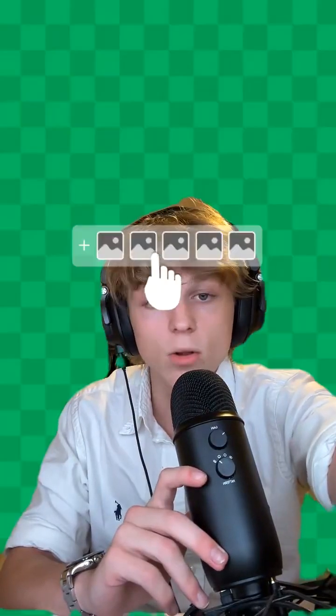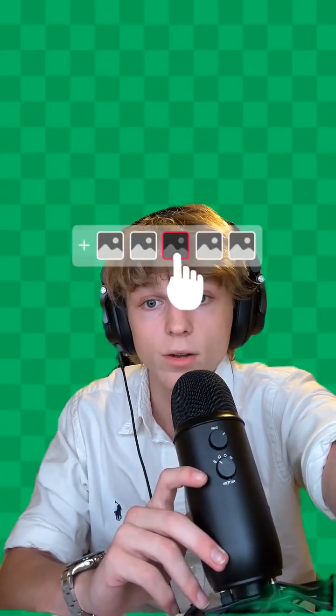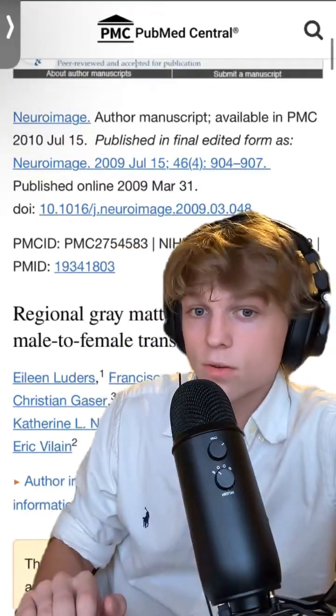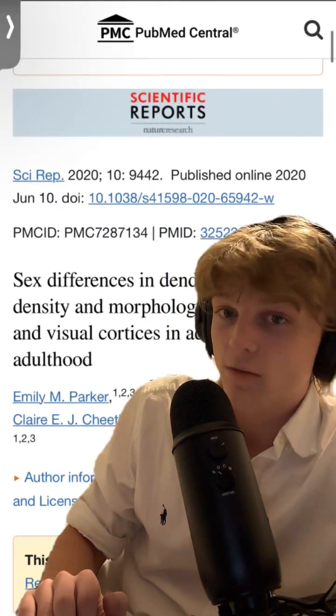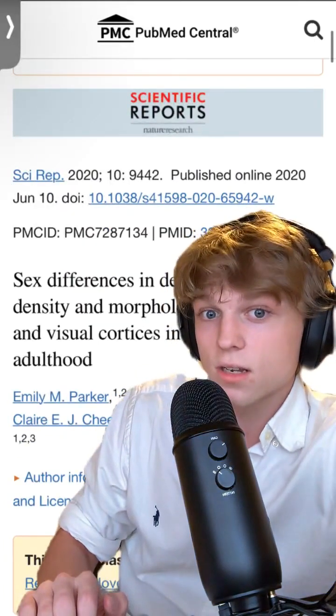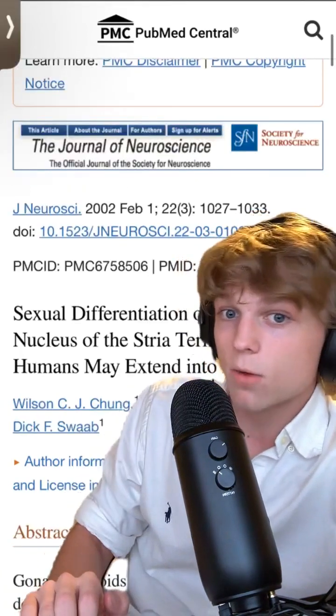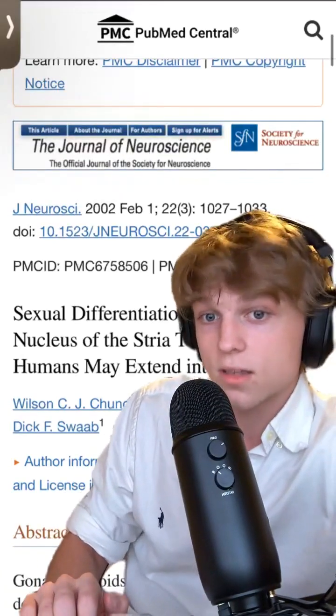How about I just pull one up? I don't think you're understanding what I'm saying. That's not what I'm saying. Here, here's the one that goes over the variation of gray matter in the left putamen. Here's sex differences in the dendritic density of the spinal cord. Here's going to be one in the BNST, which I just mentioned. This is how we determine all those.